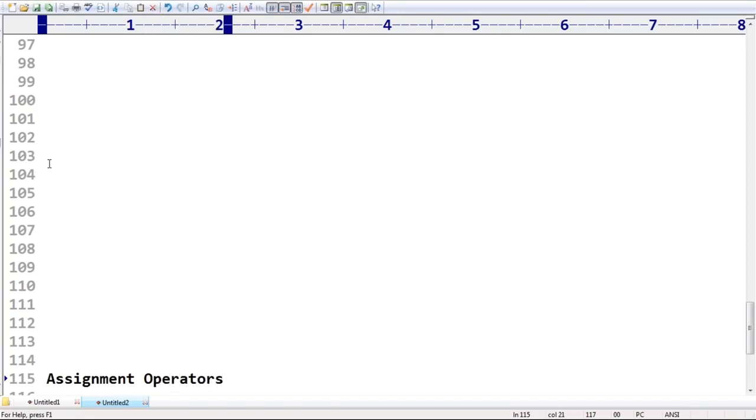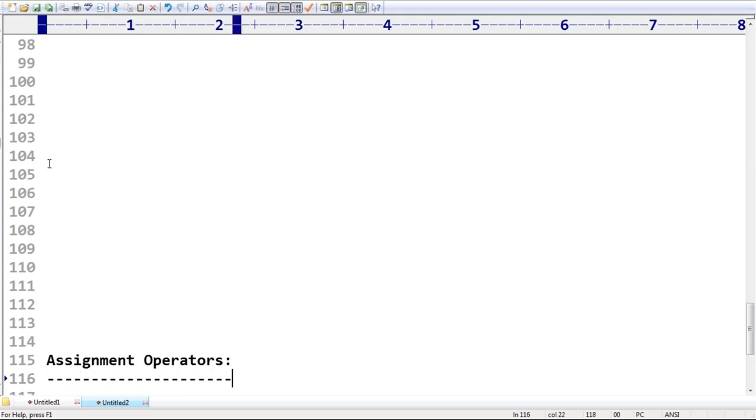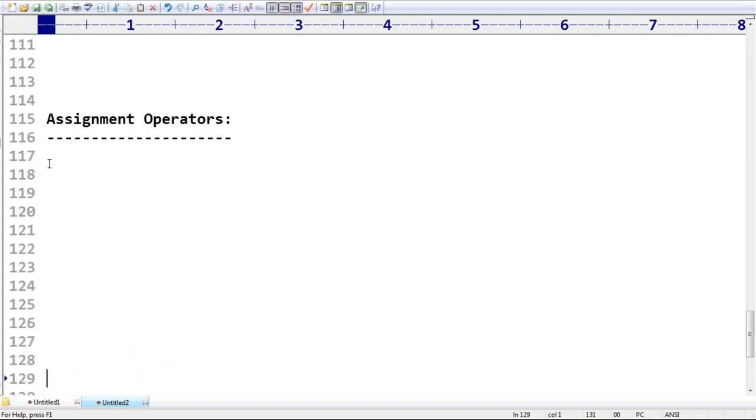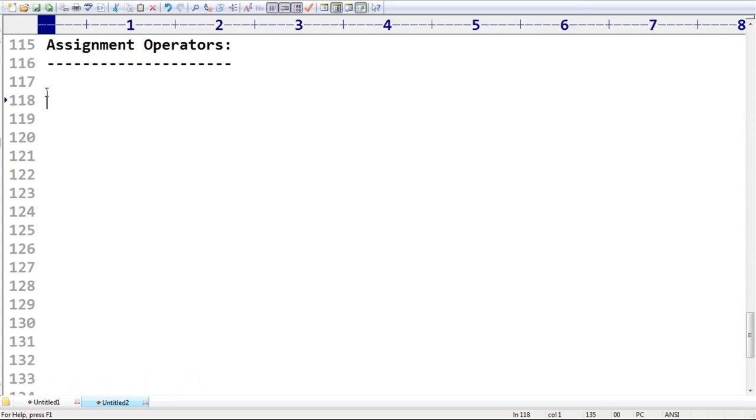Assignment operators we require to discuss. Take special care about this one. We can use the assignment operator to assign a value to a variable, something like x = 10. What am I doing? We are assigning 10 to the variable x, which is nothing but the assignment operator.